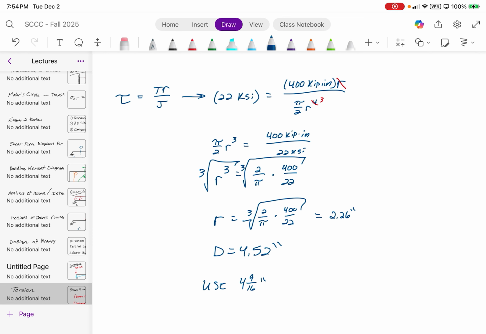In something this close, an engineer may just say screw it and just use 4.5 inches. Then the engineer's taking a risk, but if they have experience and they're like, it's fine, they can sign off on it, but that's their risk. But 4 and 9/16 would be the appropriate thing to do.